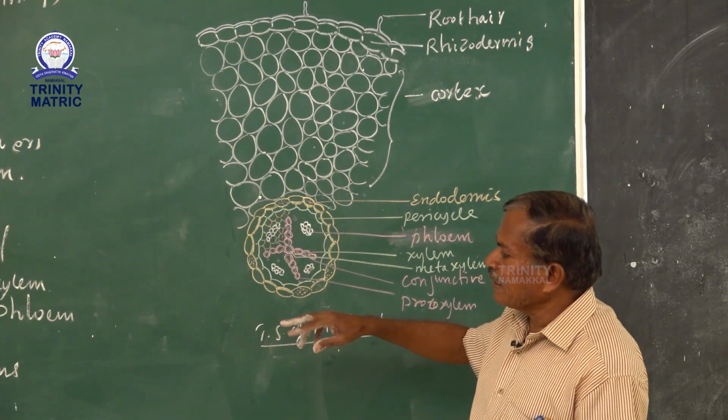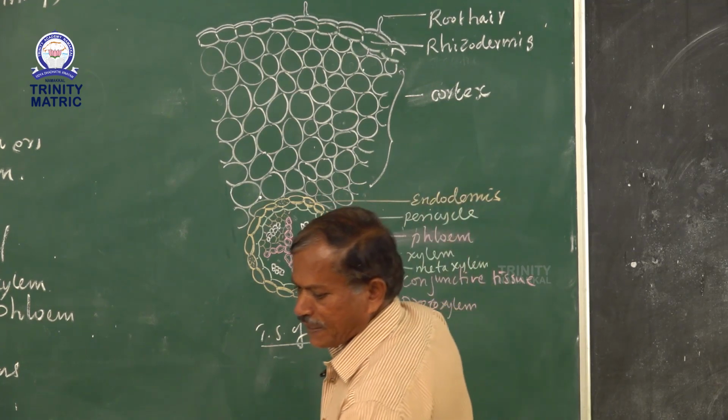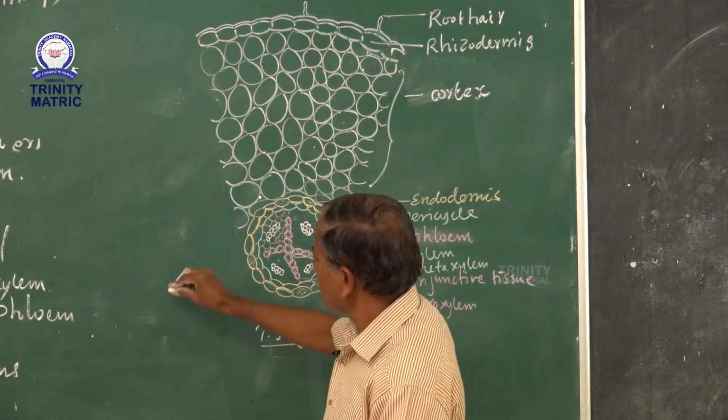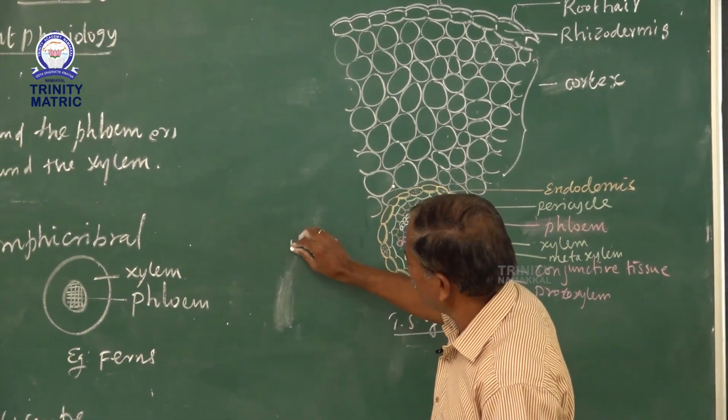And then what is an endarch xylem? The reverse position, with the metaxylem outside. For example, in the stem, the xylem is located like this.